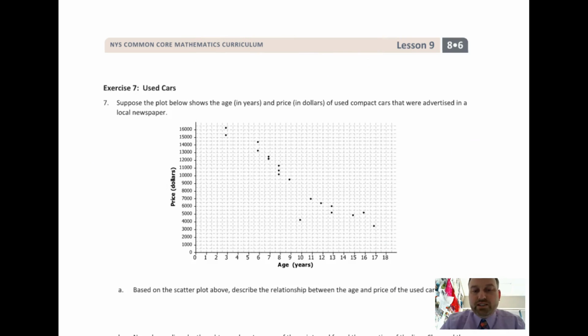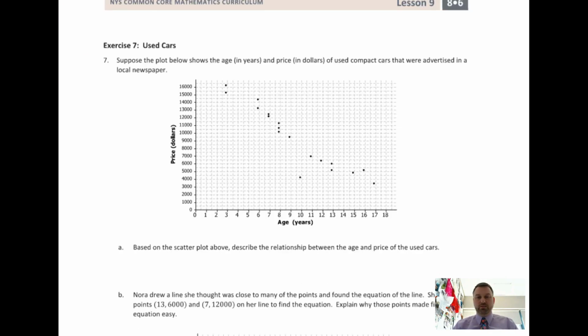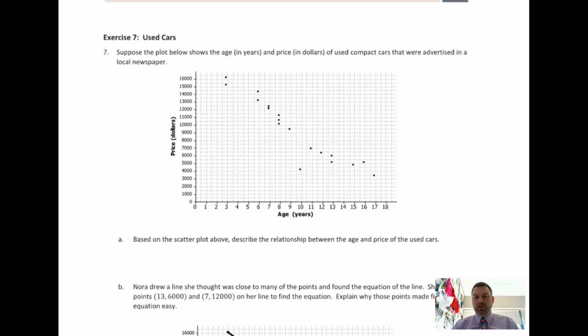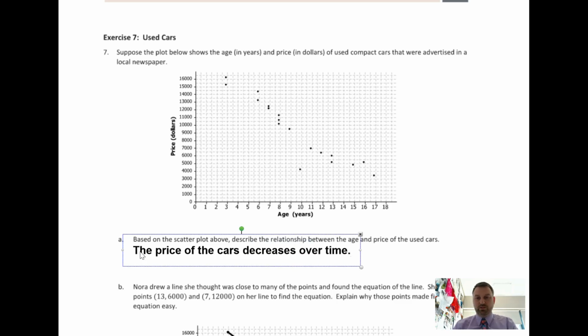Okay, so it says, based on the scatter plot above, describe the relationship between the age and price of used cars. So I'm going to type to make this hopefully faster. But clearly, the price of the vehicle is decreasing over time. So simply that: the price of the cars decreases over time.